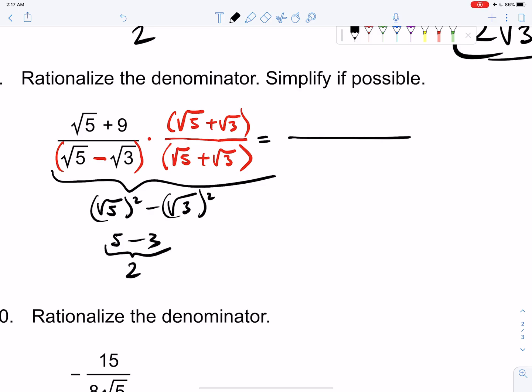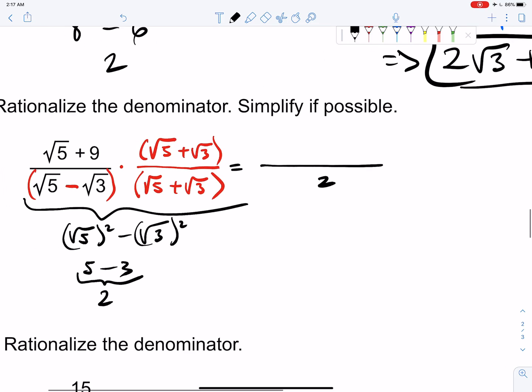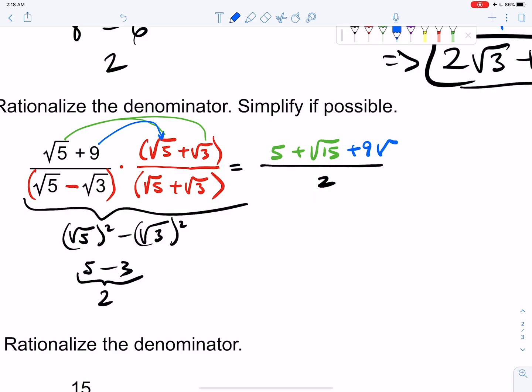2. Down below, again, 2. Up top's not going to be so awesome because look what we have to do. We've got to go root 5 times root 5, which is square root of 25, which is just a 5. We've got to go root 5 times root 3, which is just square root of 15. I guess just so you can see my colors here. Now I've got to go 9 times root 5, which is just 9 root 5. And I've got to go 9 times root 3, which is just 9 root 3.